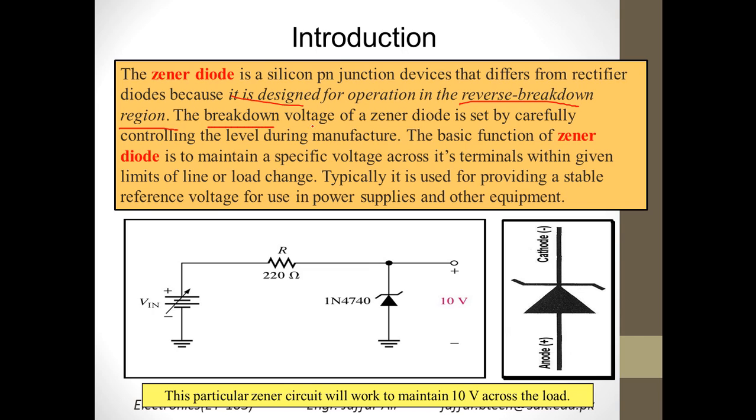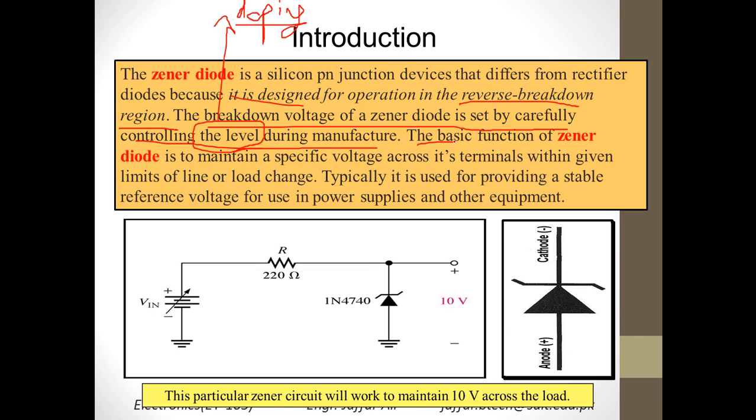The breakdown voltage of a Zener diode is set by carefully controlling the doping level during manufacture. What does this mean? It is basically the level of doping, that is, how much doping will increase how much conductivity in the reverse breakdown voltage region. It is the level of doping which changes the property of any Zener diode in the reverse bias mode.